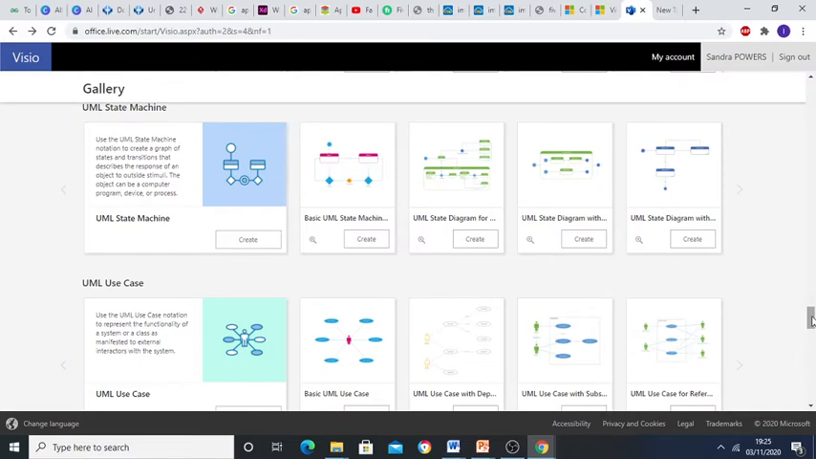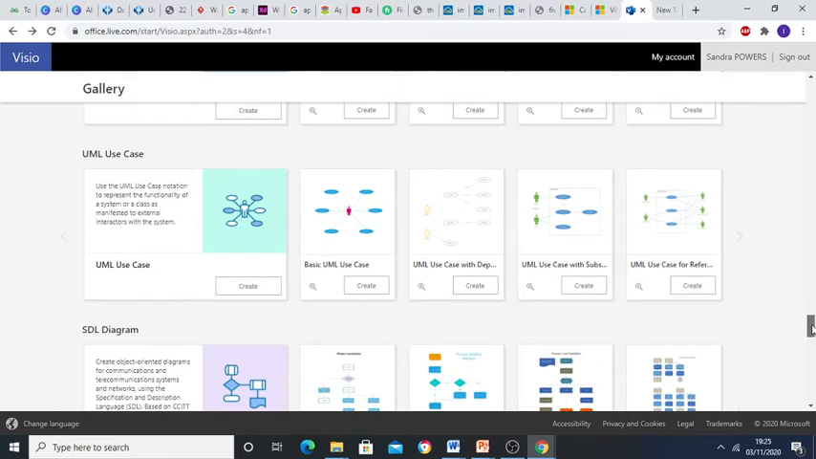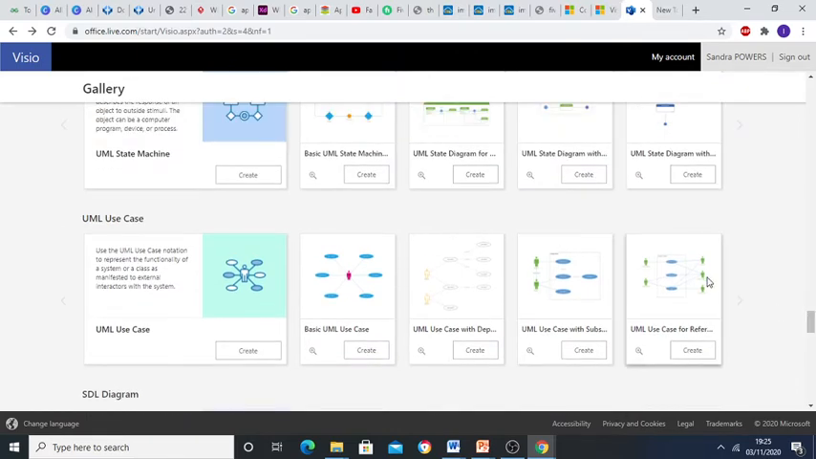Of all the different types of UML diagrams, developers love UML state machine, but this is the one we want. Look at that, UML use case diagram, and there's 1, 2, 3, 4, 5. So the challenge is, which one do we choose? Well, I want to choose a UML diagram that has the boundary element, which is this square. If you go to the previous videos I've done, this square denotes the boundary of the system.